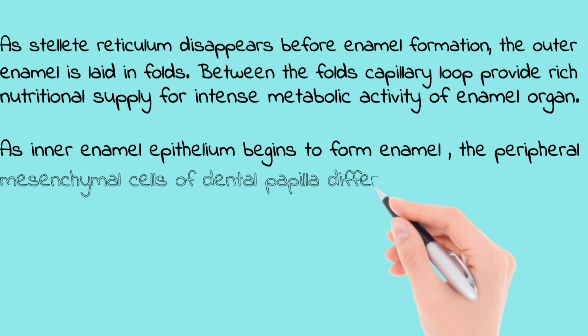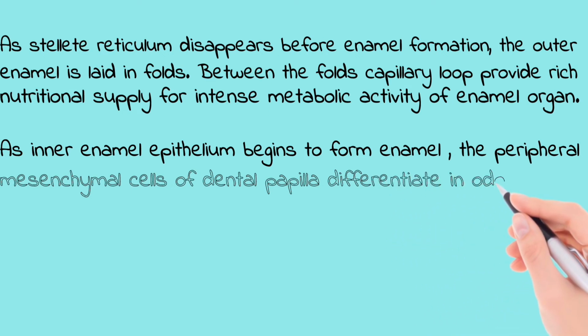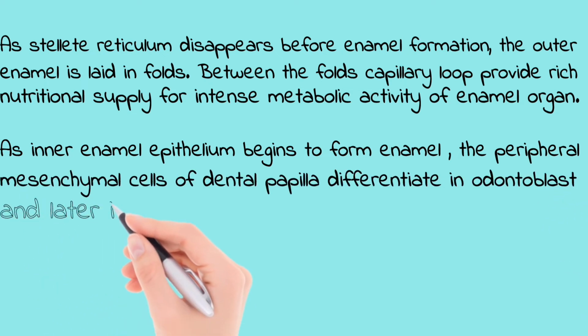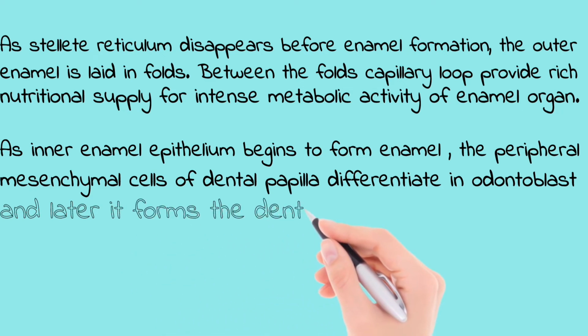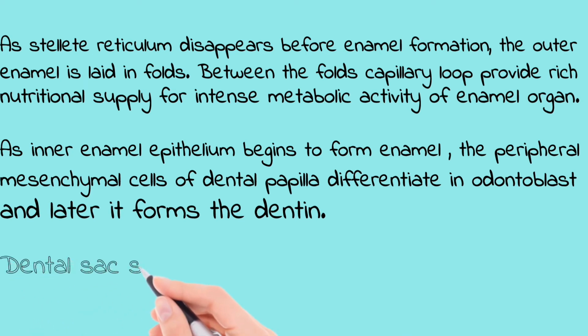Also, we have to study that the dental sac shows a circular arrangement of fibers, and this resembles a capsule. So let's study what these fibers are. When root development occurs, these fibers get differentiated into periodontal ligament fibers.